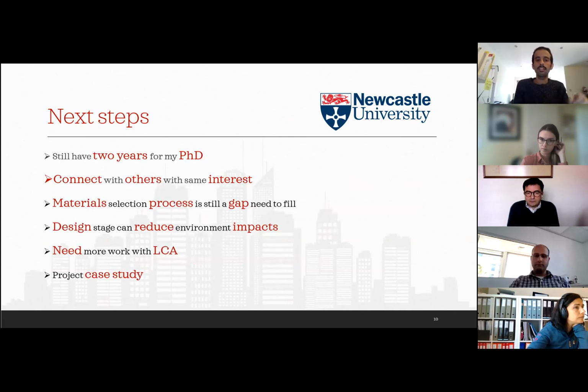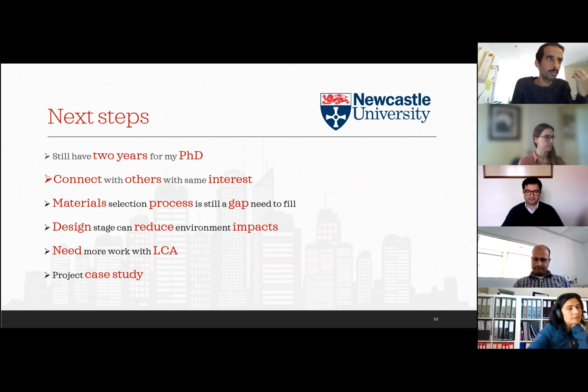The next step: I have 2 years to achieve the platform, and I'm looking to connect with others with the same interest. Material selection is still a gap in the environmental impact, or a gap in the building industry. Design can help reduce much environmental impact. And I still need to work on the LCA and BIM as well. I'm still looking for a case study.